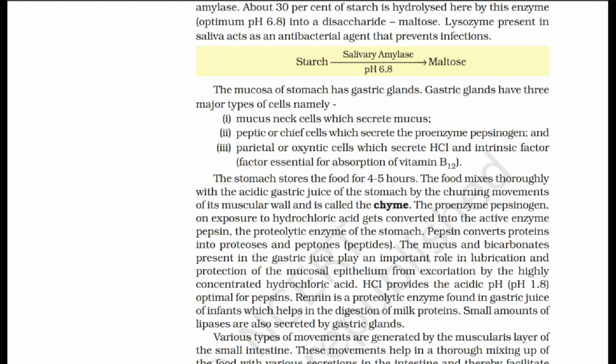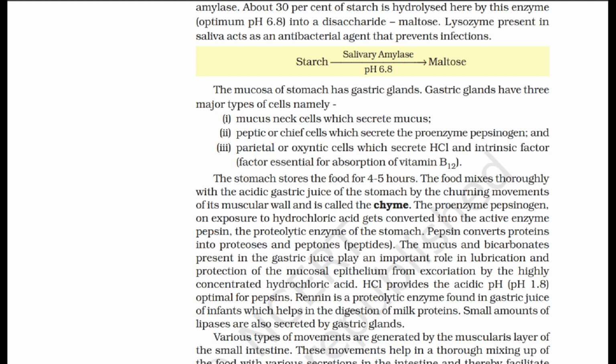The mucosa of the stomach has gastric glands. Gastric glands have three major types of cells, namely: first, mucous neck cells, which secrete mucus; second, peptic or chief cells, which secrete the proenzyme pepsinogen; and third, parietal or oxyntic cells, which secrete HCl and an intrinsic factor essential for absorption of vitamin B12.